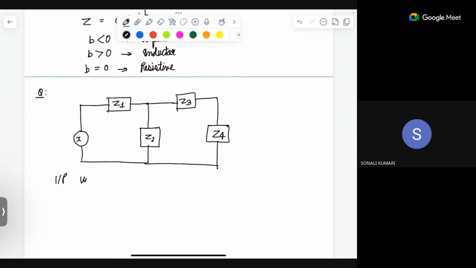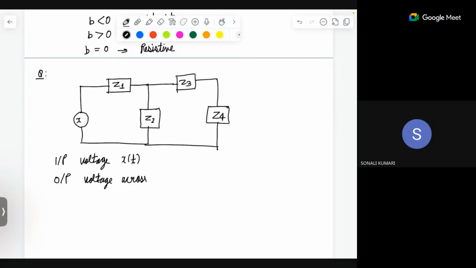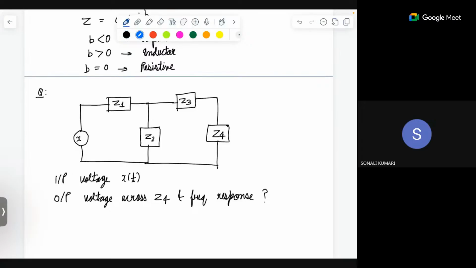So input voltage is X of t. We are asked to find output voltage across Z4 and frequency response. This is what we have to find out. So what we will do is we will convert it to Fourier domain, calculate the things in Fourier domain, and if time domain things are asked, then we can always take the inverse Fourier transform.